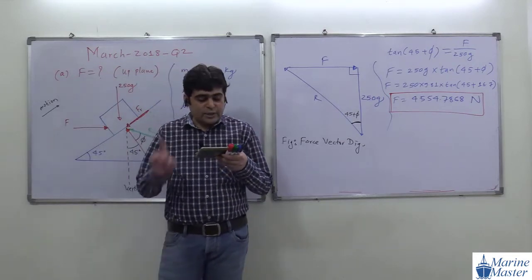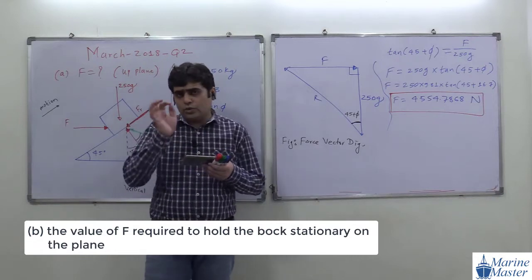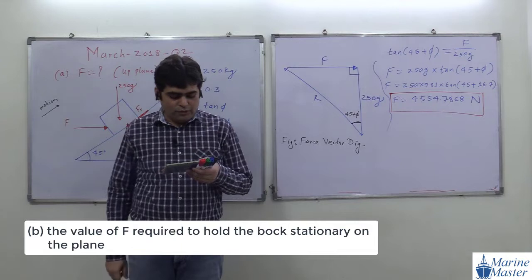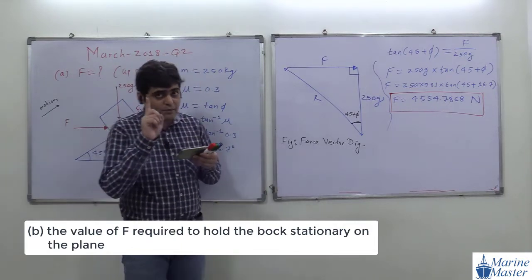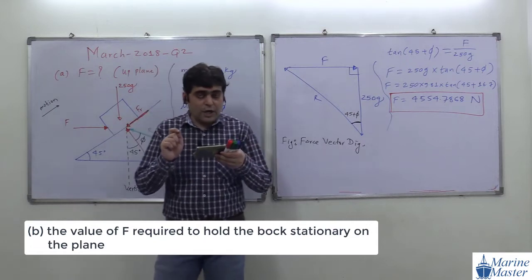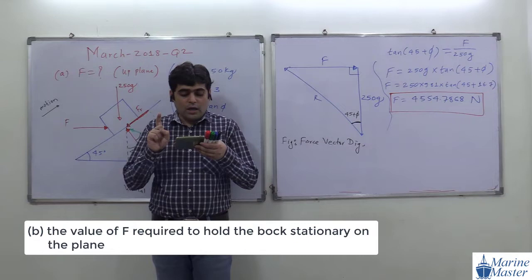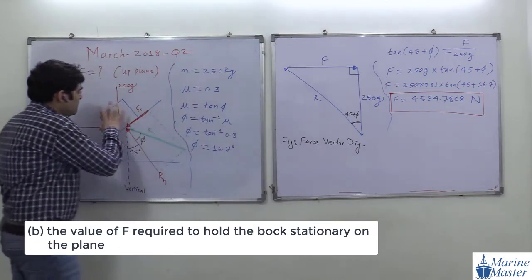Now everyone try to read the part B carefully. Part B is very important to us. Take 2 to 3 minutes or take 1 minute and try to read the part B. What are they saying in the part B? See, I am going to read the part B. What they are saying? The value of F required to hold the block stationary on the plane. In part B, this is our block.